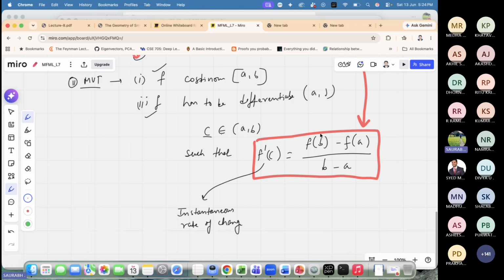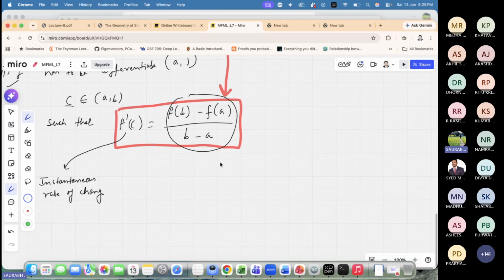On the right hand side, f(b) minus f(a), let me help you understand the right hand side well. So think of you're taking a journey from, let's say, Delhi to Agra. Let's say that it is 200 kilometers. I've never been there, but let's say it is 200 kilometers and it takes 2 hours. So on an average, your speed would be 100 kilometers per hour, right? Because 200 by 2 is 100 kilometers per hour. That's what you are looking into.